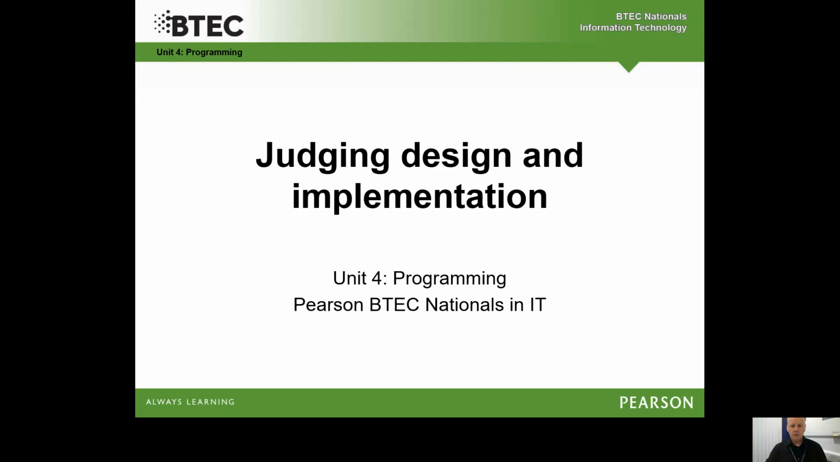Okay, we are going to look at the last section of Unit 4, Part 1, Assignment 1. And today we're going to look at how you judge design and implementation of a programming and a coding project, what it is you use to judge the quality of software applications.